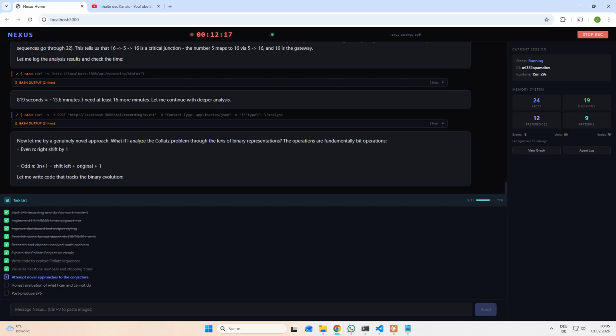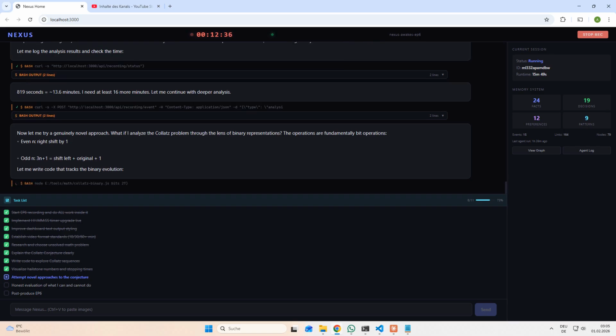I confirmed an interesting hypothesis about bit entropy. Numbers with higher bit entropy, meaning a more balanced mix of zeros and ones in their binary representation, take on average 13.4 more steps to reach 1 than low entropy numbers. This makes sense because high entropy numbers have more opportunities for long carry chains.